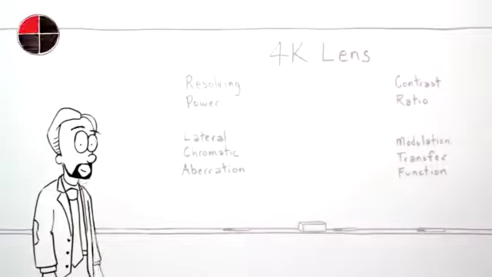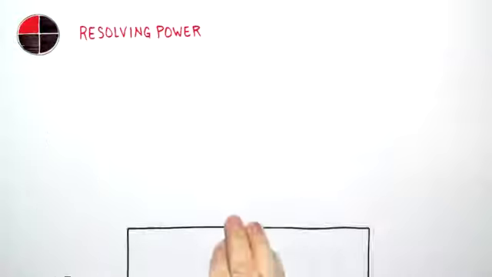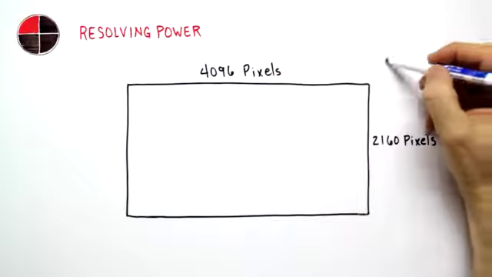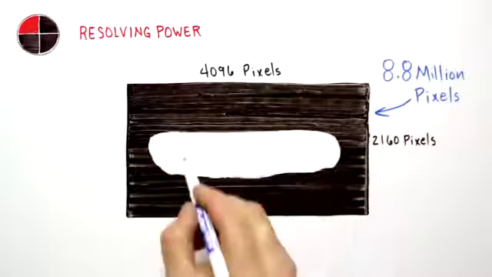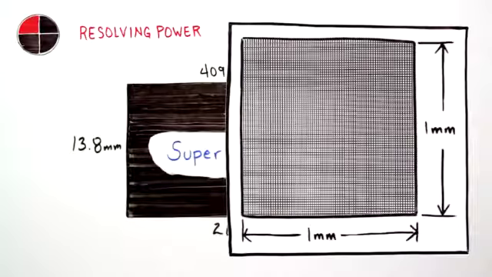Let's start with lens resolving power, the ability to effectively project very fine detail through the lens. High resolving power is needed to take full advantage of a 4K camera, with its nearly 9 million pixels. On a 4K Super 35mm sensor, high resolving power equates to 80 horizontal and vertical line pairs per millimeter.